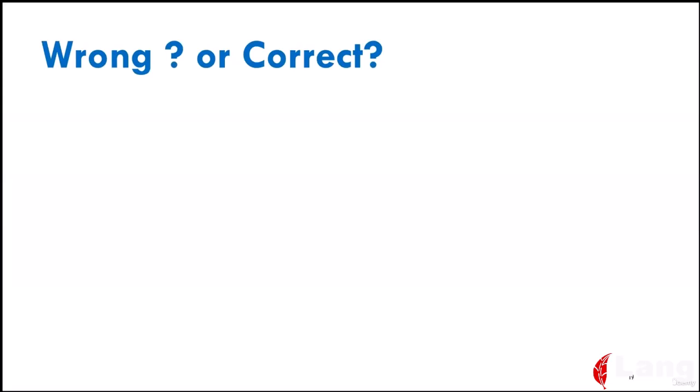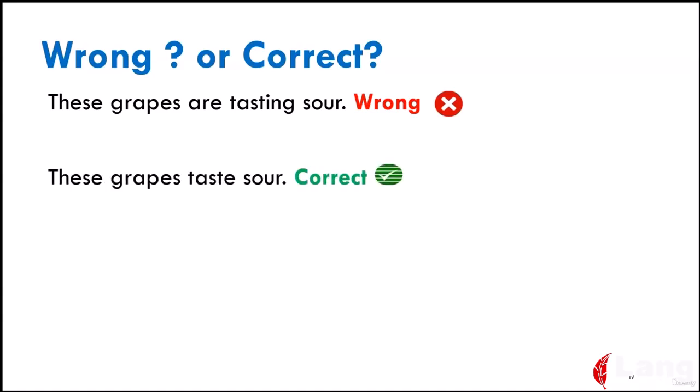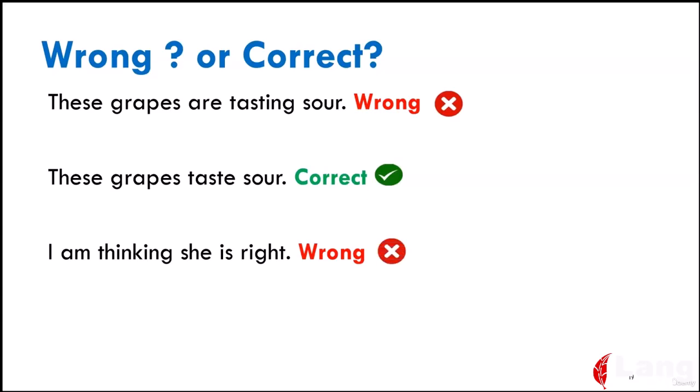Examples: these grapes are tasting sour. This is wrong. The correct form is these grapes taste sour. I am thinking she is right. This is wrong. The correct form is I think she is right.